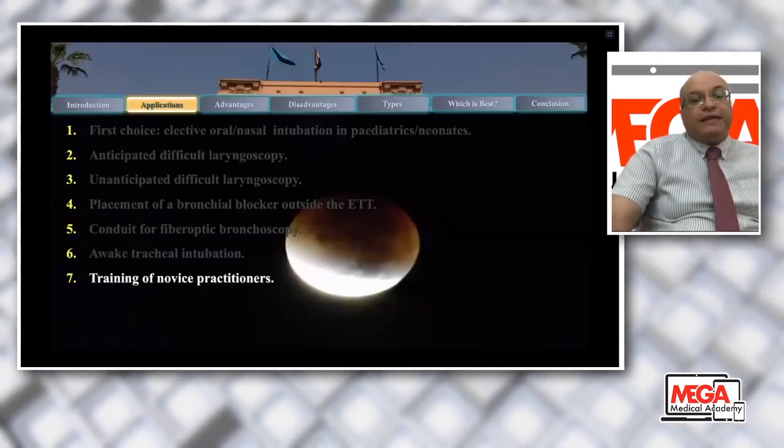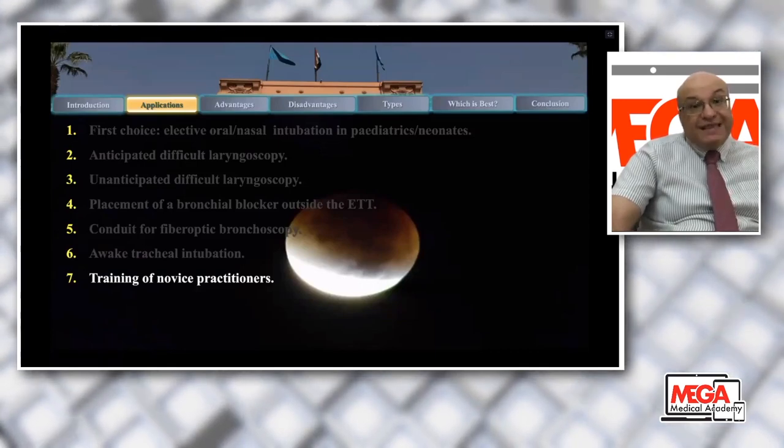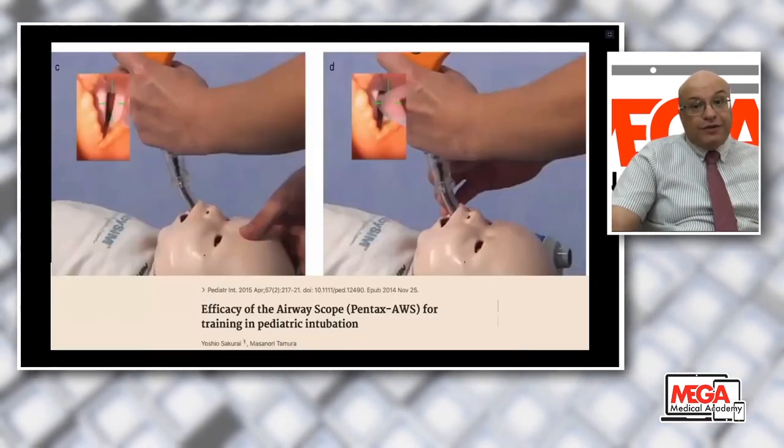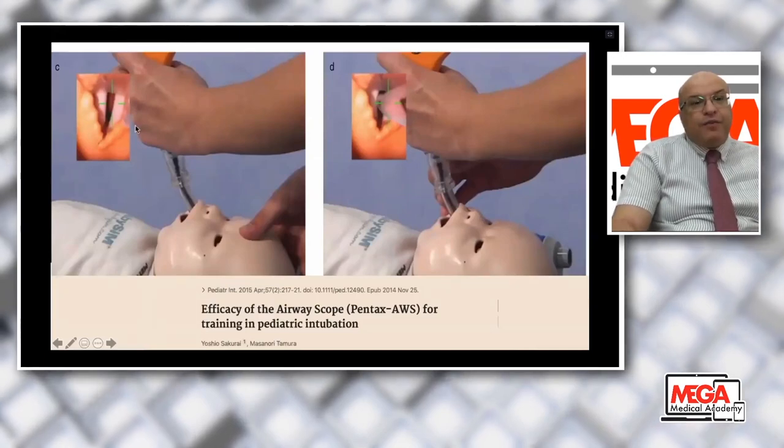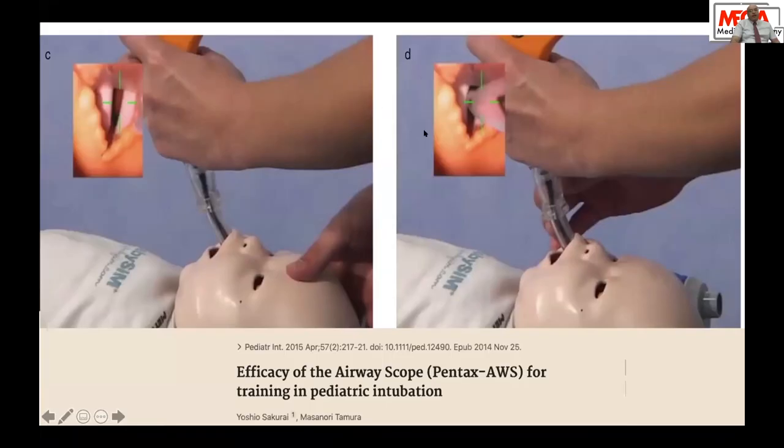Training of novice practitioners could be facilitated by using video laryngoscopes because we have a remote screen. So you are sharing information between the mentor and the trainees to facilitate training of people before going to live patients. Here is an example of the efficacy of the airway scope from Pentax for training of pediatric airway.